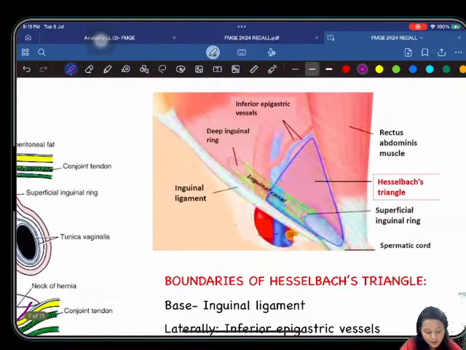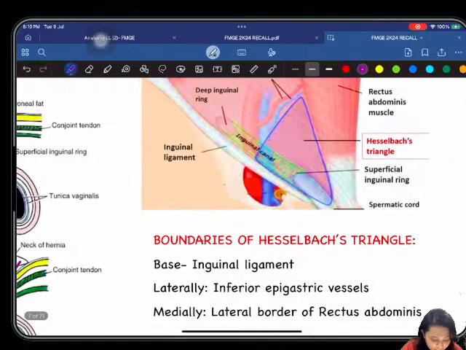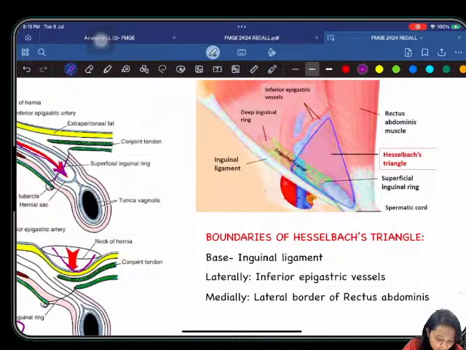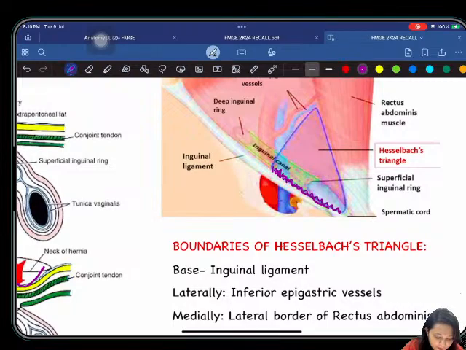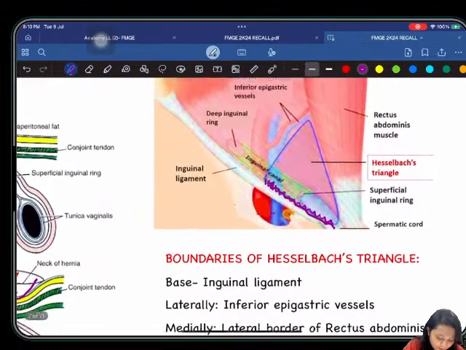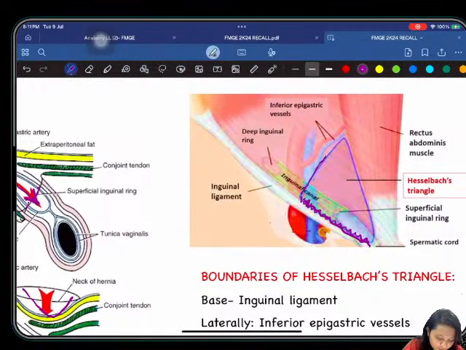Now sometimes they might ask you about the boundaries of Hesselbach's triangle. The base is formed by the inguinal ligament. The lateral border is formed by the inferior epigastric vessels, which you can see here, and the medial border is formed by the lateral border of the rectus abdominis muscle. So any hernia which is coming out of Hesselbach's triangle is a direct inguinal hernia.